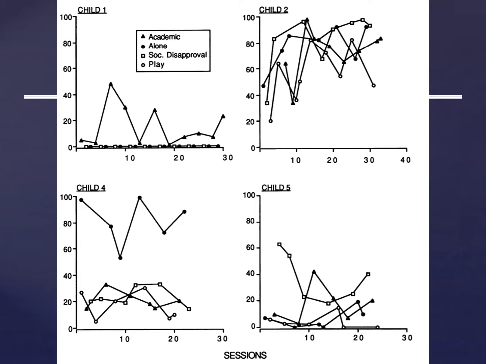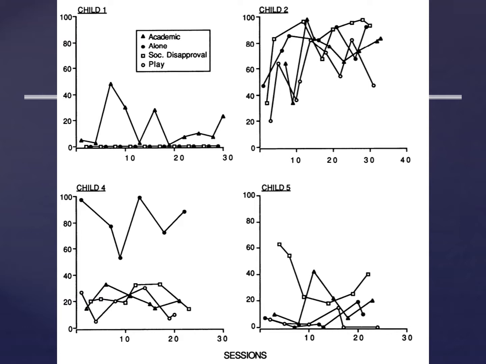In the case of child 1, we can see that behavior consistently occurred more often in the academic, that is, escape from demands, condition relative to all other conditions. This is a very clear case of the academic demands being aversive, and thus evoking behavior maintained by escape from those demands.